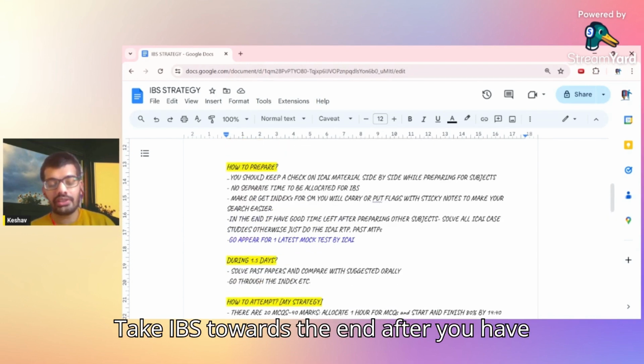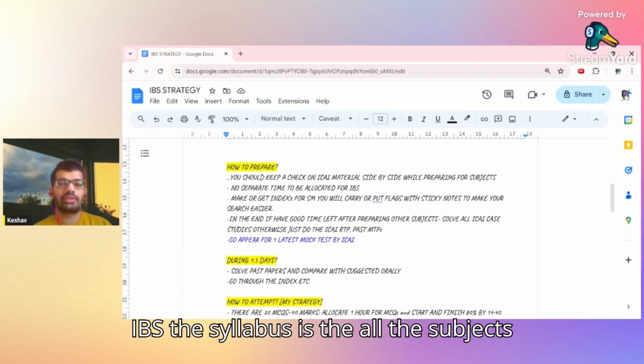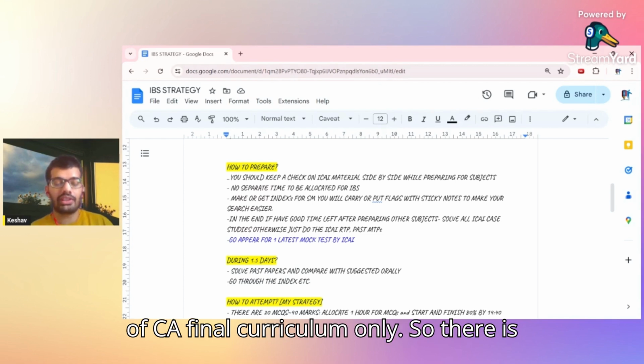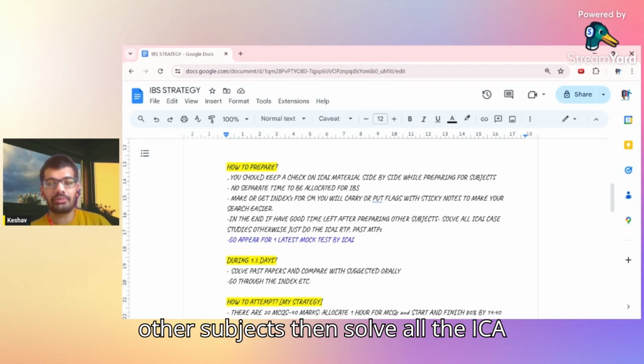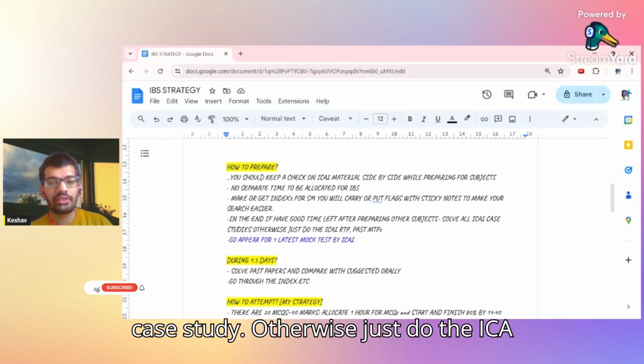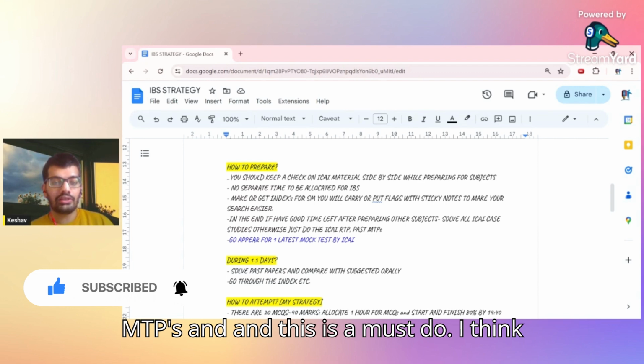Take IBS towards the end after you have prepared all the subjects, because in IBS the syllabus is all the subjects of the CA final curriculum only, so there is no separate thing to do. If you are left with time after preparing other subjects, then solve all the ICAI case studies. Otherwise, just do the ICAI RTP questions for IBS and past MTPs. And this is a must do.